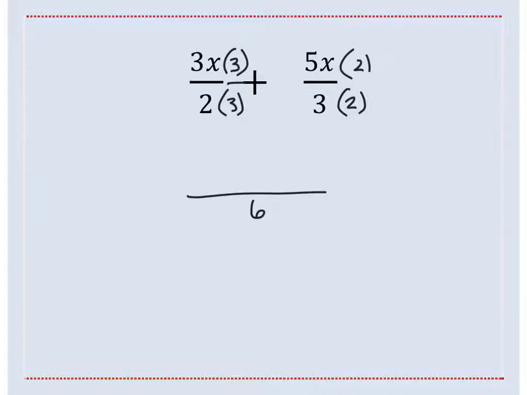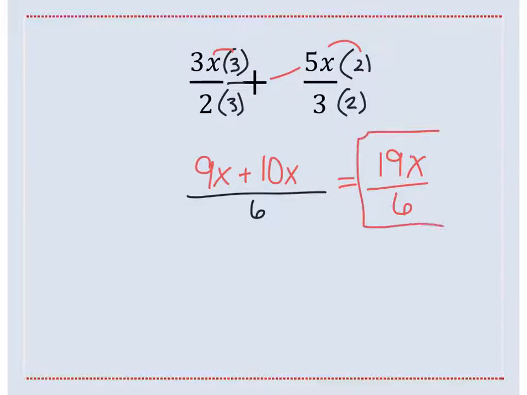So now I'm going to distribute the 3 into the x. I get a 9x. And this is a plus sign, so it's a positive 5x times 2. So 5x times 2 is positive 10x. When I combine those, I get 19x divided by 6. I do have to look if I can reduce it, and in this case, I cannot reduce 19 over 6. So this is my final answer.